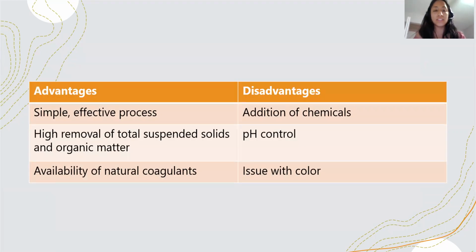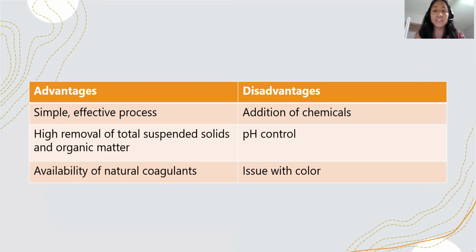So finally, the advantages of coagulation and flocculation are that it's simple and effective, especially if you're going to remove suspended solids and organic matter, because you're using a positive coagulant and the organic matter typically has a negative charge. And also a great advantage for developing communities is that you can access natural coagulants such as moringa seeds.